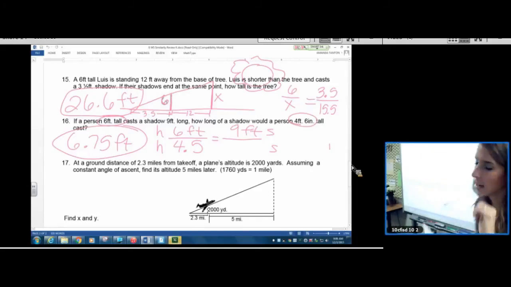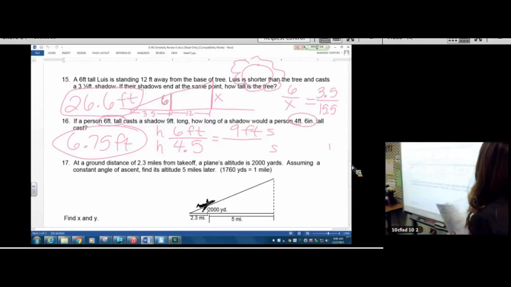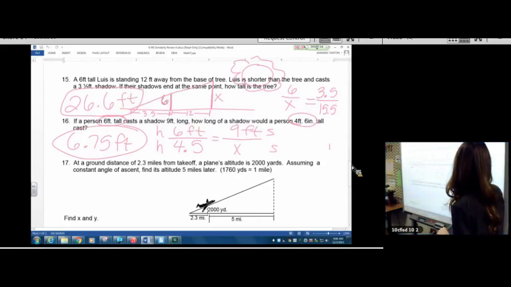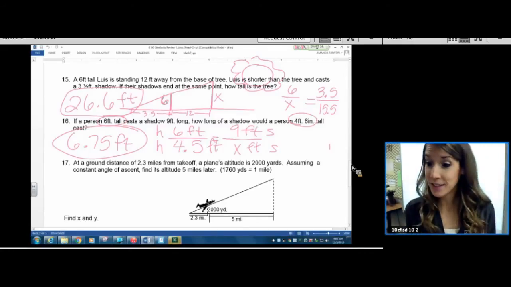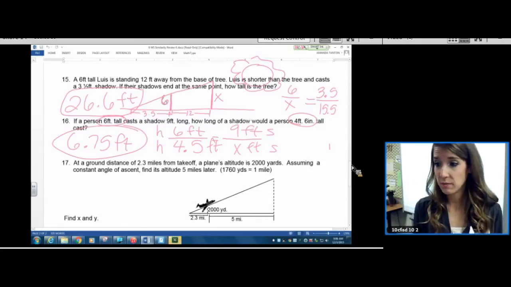Okay, Aaliyah, I get you. And this would be x. And it's all feet, feet, feet, feet, feet. So you cross multiply, you get 6.75, or like you were saying, 6 feet 9 inches. That's a good point.